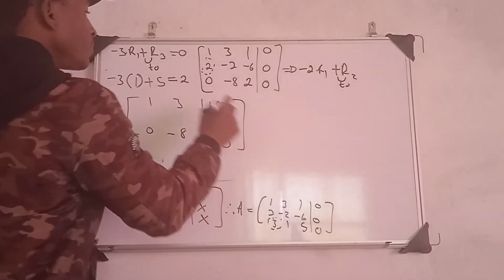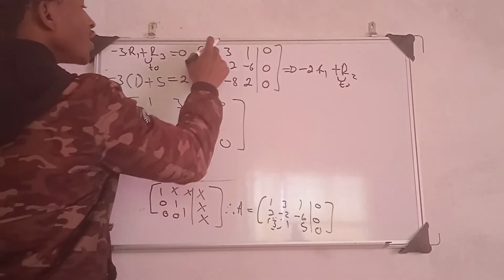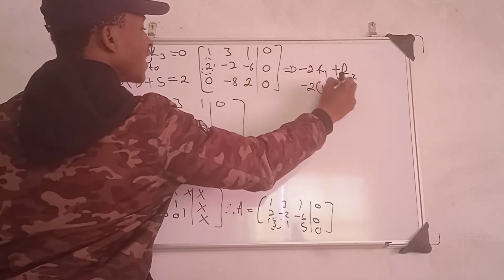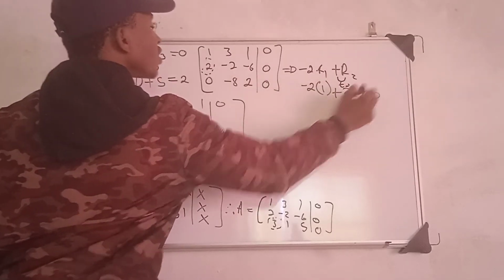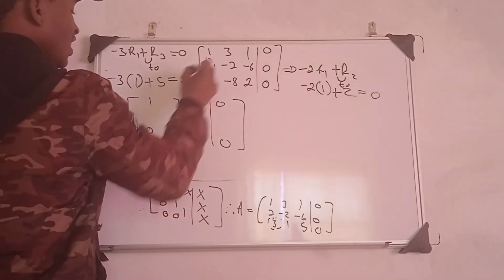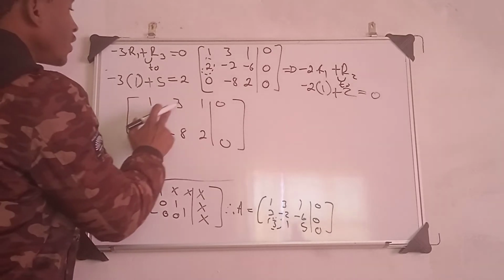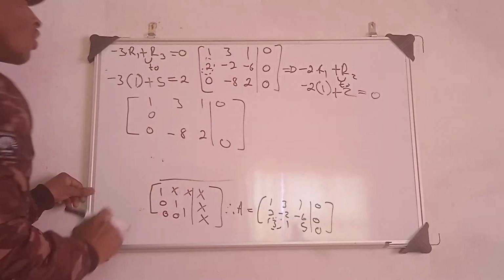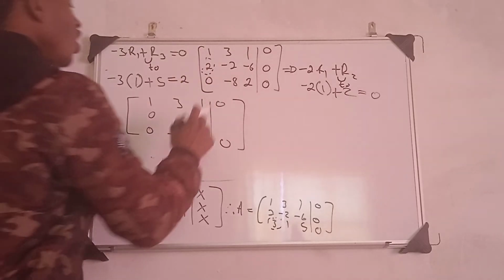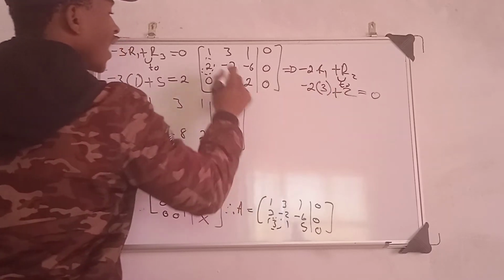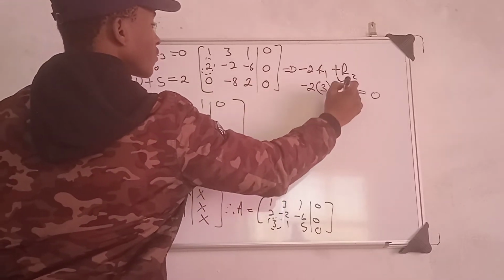So let me substitute this 1 and this 2 here. If I substitute 1 here and I add 2, I'm getting 0. So this is the 0 that we wanted to achieve. But when we do this for these 2, we must also do it for all the entries in the row. So let me substitute this 3 here and add minus 2.